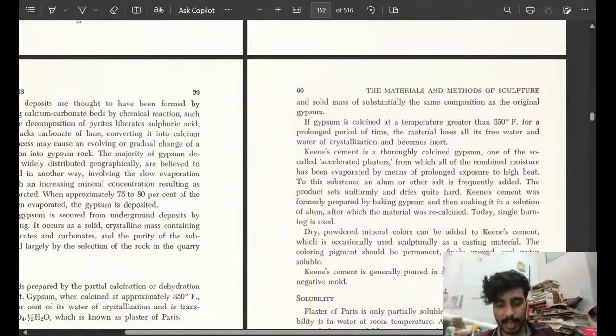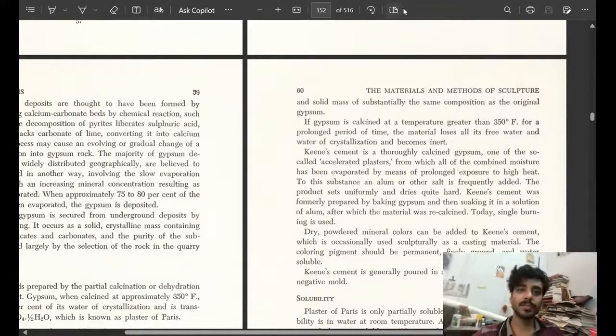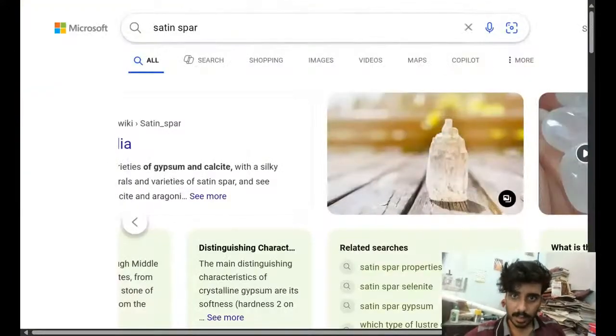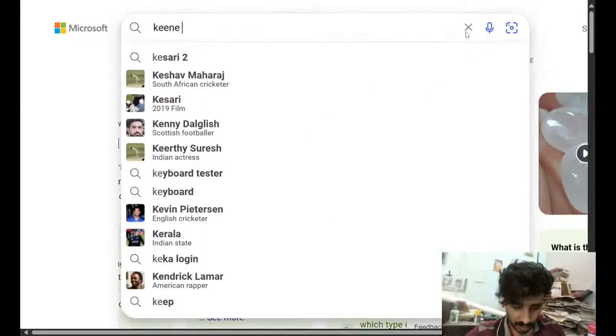Dry, powdered mineral colors can be added to Keen's cement, which is occasionally used sculpturally as a casting material. The coloring pigment should be permanent, finely ground, and water soluble. Keen's cement is generally poured in a heavy fluid state into a negative mold. So now let's look into Keen's cement. All right, now I'm going to share this tab and we will look at how Keen's cement looks.